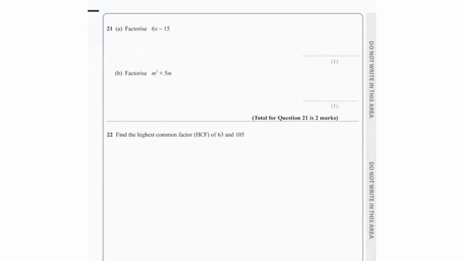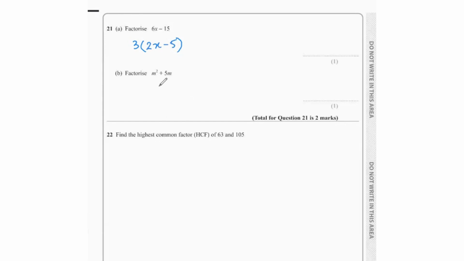Question 21 says factorize 6x minus 15. To factorize this, we see if there's anything common between 6x and 15. Both 6 and 15 come in the 3 times table. So 3 is the highest common factor. And with that, we're left with 2x minus 5 in the bracket.